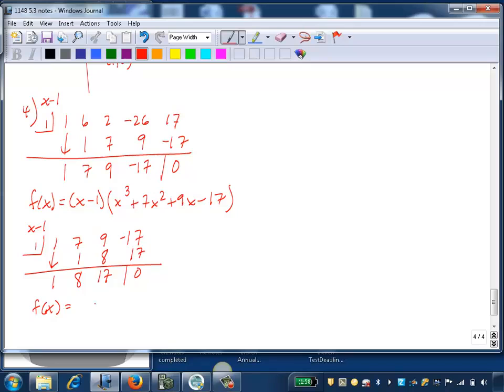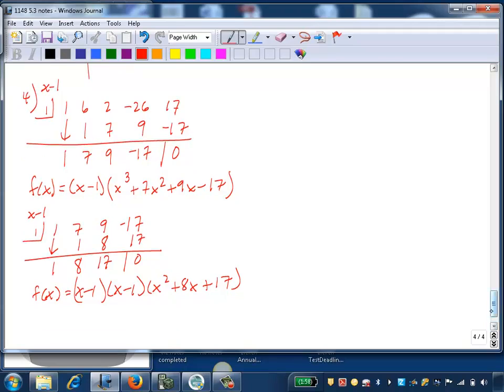So we can break down our polynomial further. We've got our x minus 1 from above. Then we just divided by another x minus 1. And when we did that, we broke it down. Here's our quotient: x squared plus 8x plus 17. So now we're down to a quadratic depressed polynomial, the answer from synthetic division. We got it down to a quadratic. So now we don't need to do any more synthetic division. We can use factoring or quadratic formula.